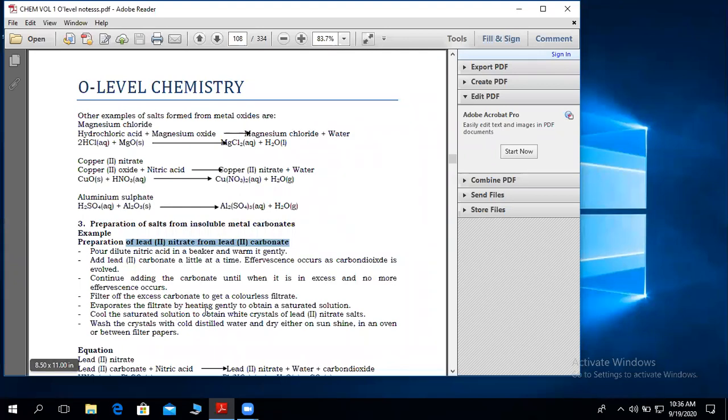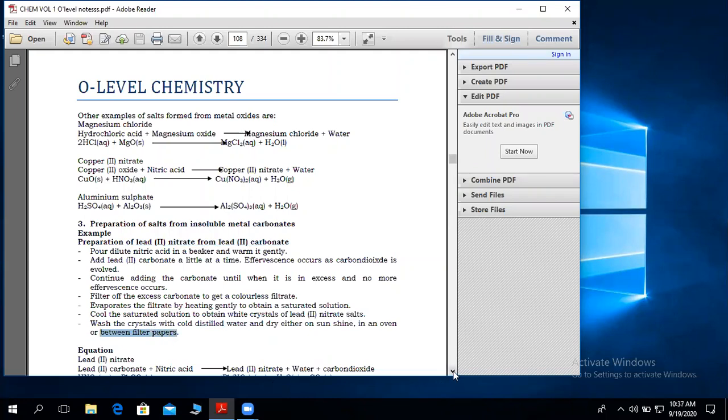And what do you do to the filtrate? You saturate it. How do you saturate the filtrate? By evaporating. Evaporate the filtrate by heating it gently to obtain a saturated solution. Then you cool the saturated solution to obtain crystals of lead 2 nitrate. Then wash the crystals with distilled water and dry them by placing them between 2 filter papers.